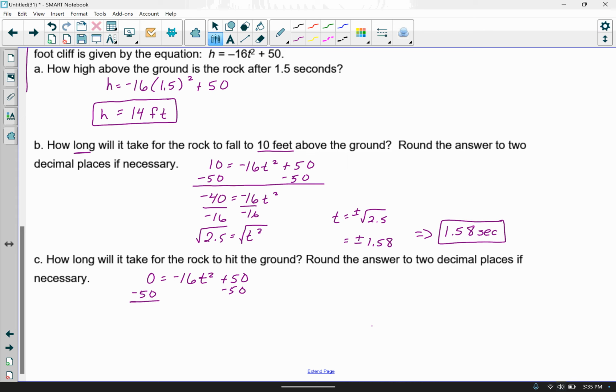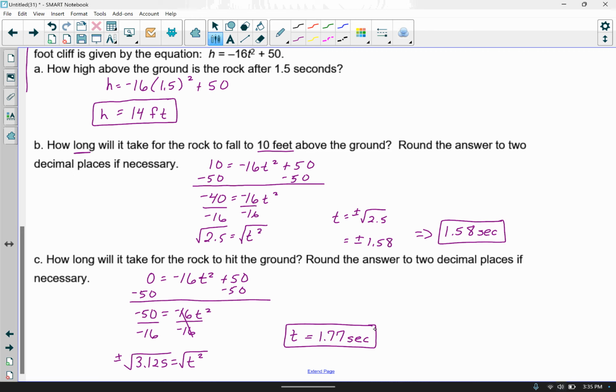Numbers on one side, letters on the other. So negative 50 equals negative 16 t squared. I'm going to divide both sides by negative 16. t squared equals 3.125. I'm going to take the square root of both sides. And again, we're talking about time, so it is plus or minus, but negative time does not make any sense. So you would get 1.77 seconds. Final answer there.